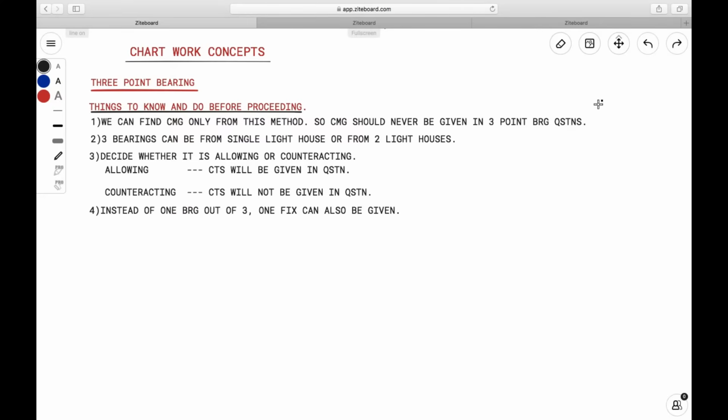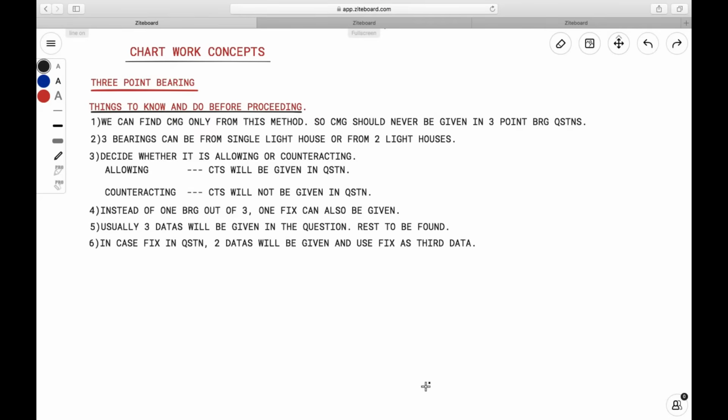Next point, instead of one bearing out of three, one can also be given as a fix. Usually three data will be given in the question, and the rest has to be found by working out. Sixth point, in case a fix is given in the question, only two data will be given. You will have only two data given, and you can use the fix as the third data. I will show you in some examples how it can be done.